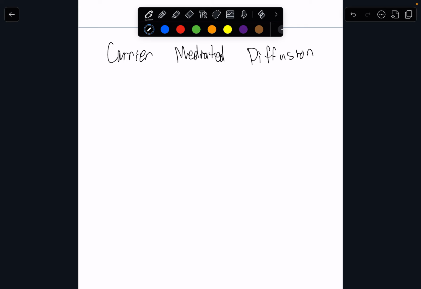So with carrier-mediated diffusion, carrier proteins bind to specific solutes on one side of the membrane, and the binding causes a change in the shape of the protein, which moves the whole protein, carrying that solute to the other side of the membrane. So it's pretty much the same thing. So you have your cell right here, and I'm trying to move in, let's just say sodium, for example. I have a little protein right here, and it's got a little spot for sodium to bind onto.